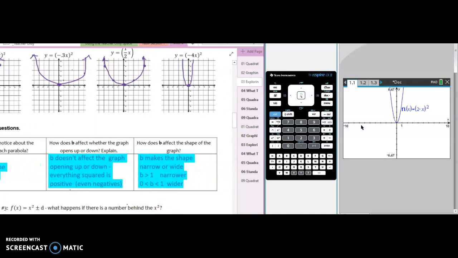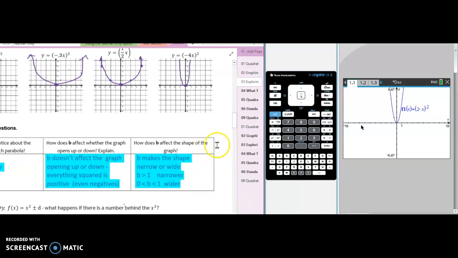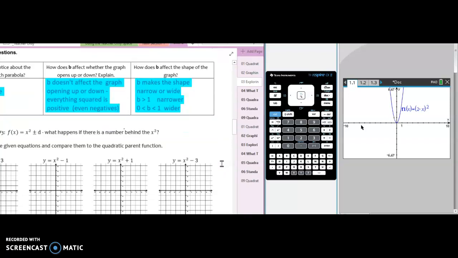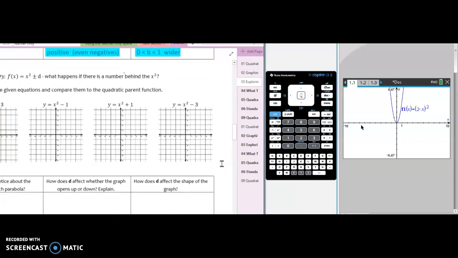All right, and then how does B affect the shape of the graph? It's very similar to what A would do. So if B is greater than 1, it makes it narrower. If B is in between 0 and 1, it makes it wider. Okay? All right. So let's try these right here.